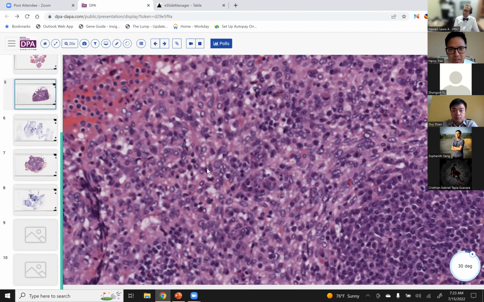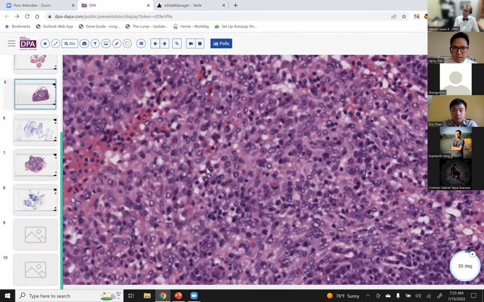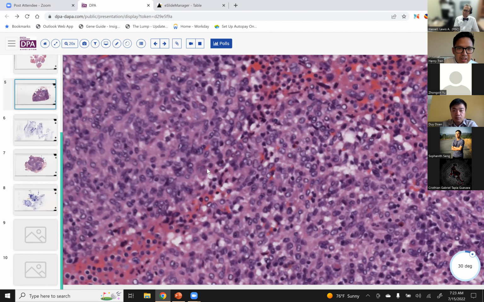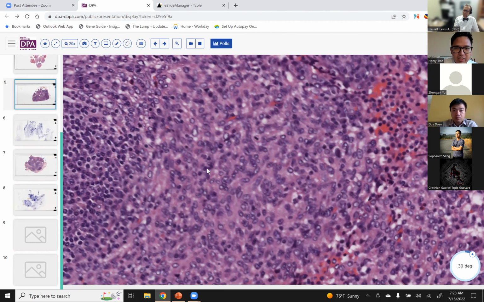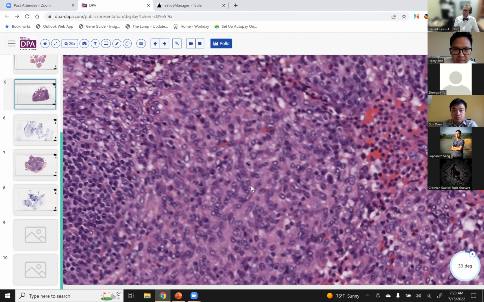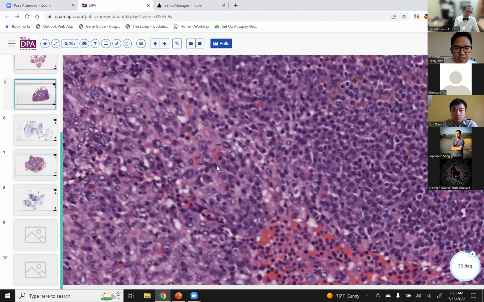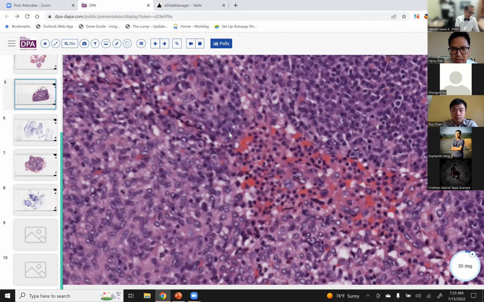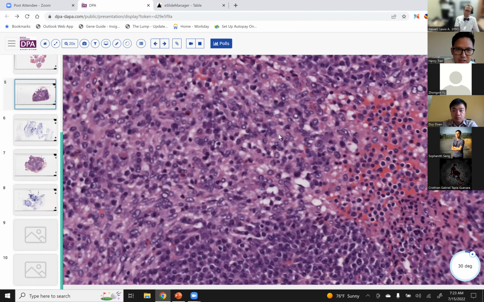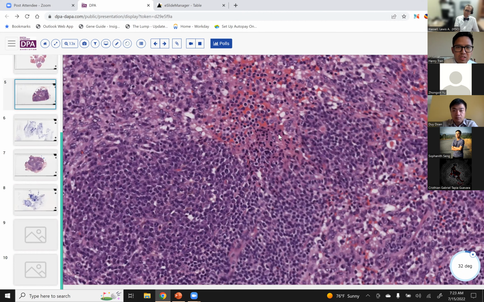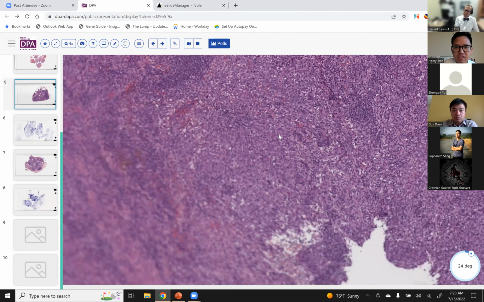All right, so these are lesional cells. They vary from plump to spindled. You can see a mitotic figure in the middle of the screen here. They're pretty uniform in size, and then there's this dense lymphoplasmacytic infiltrate that's interspersed throughout the lesion as well. So not only is it around the periphery, but the lymphocytic infiltrate is also within this lesion.